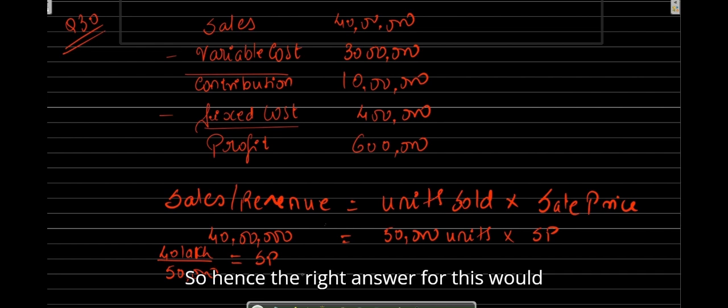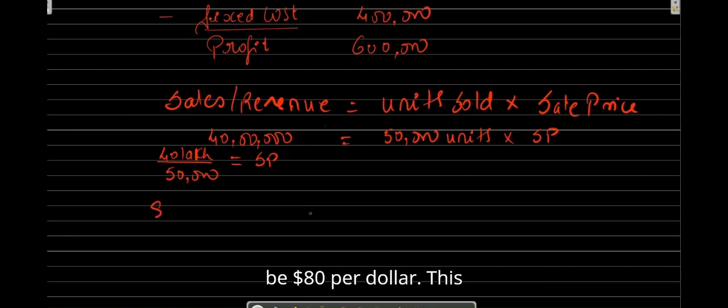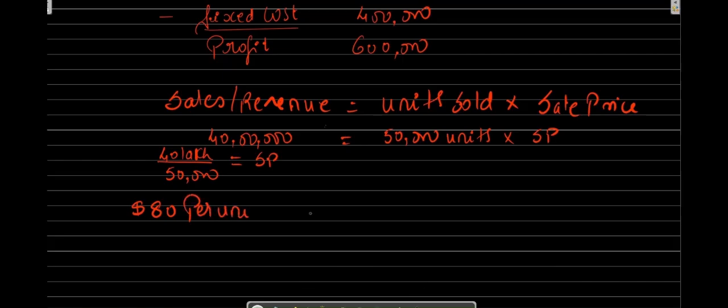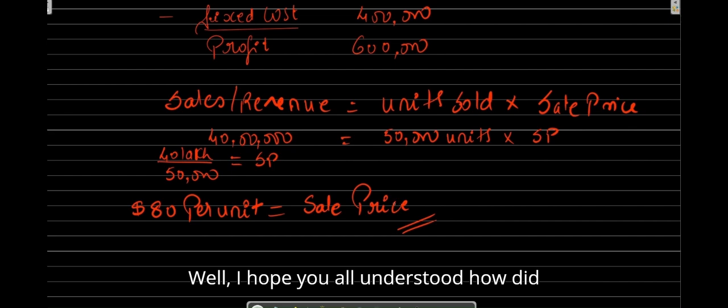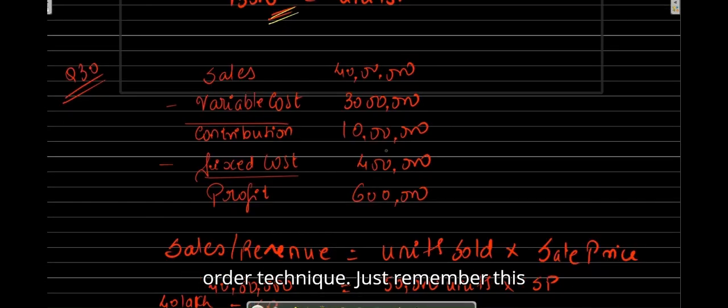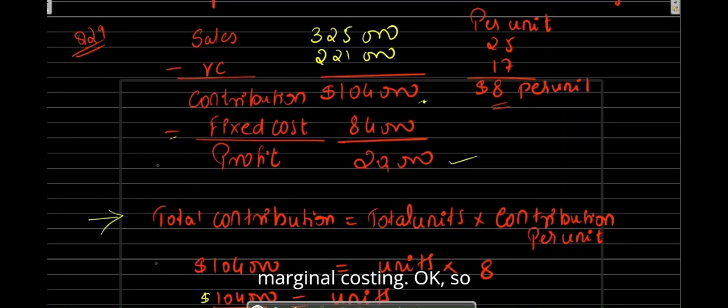So hence the right answer for this would be $80 per unit. This would be your sale price. Hence, D would be the right answer. I hope you all understood how we calculated. Just remember this reverse order technique. Just remember this format of marginal costing, which will help you to solve any question related to marginal costing.